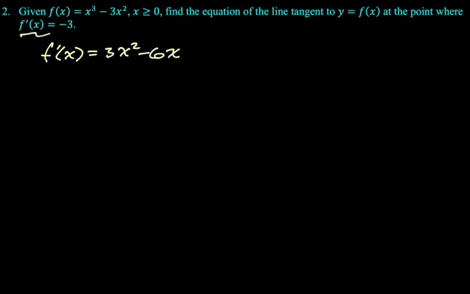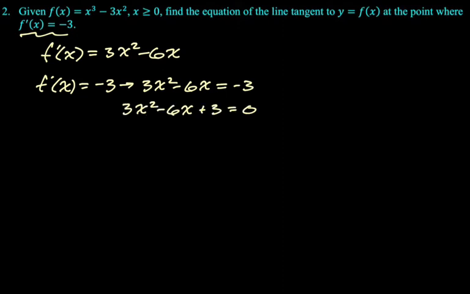We are told that f prime equals -3, so let's just set f prime equal to -3. That's going to look like 3x squared minus 6x equals -3. Now this is algebra. Bring the 3 over, and we get this. Factor a 3 out, and we get this. X squared minus 2x plus 1 is just the quantity x minus 1 squared. So we have 3 times the quantity x minus 1 squared equals 0.